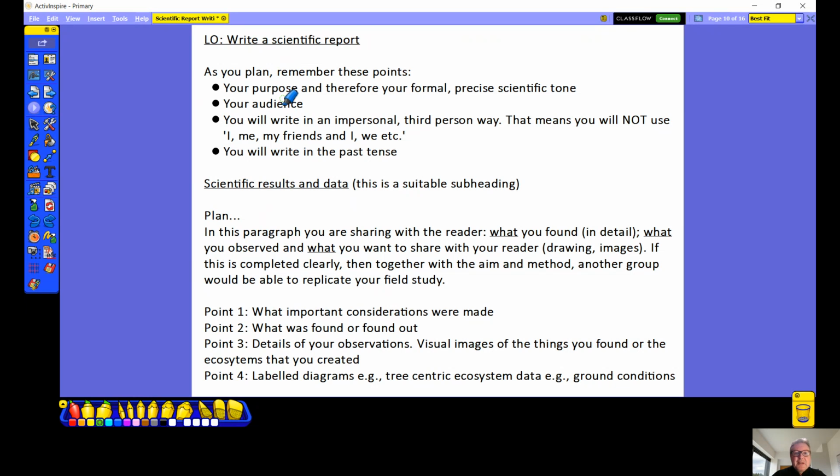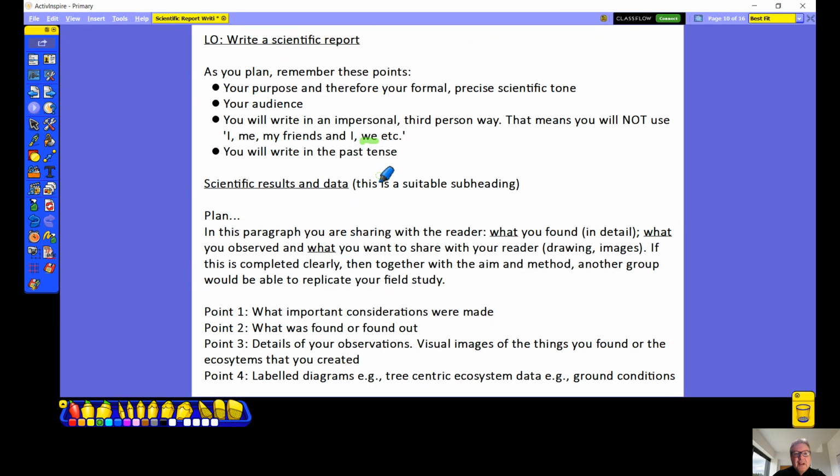As you plan, remember these points. The purpose: it's formal and precise, and it has a scientific tone to it. Your audience: remember to write impersonal, in the third person. So it's really important when you go through your draft, you're not referencing I, me, my friends and I, or we. This is the one that I've seen in some of the early drafts.